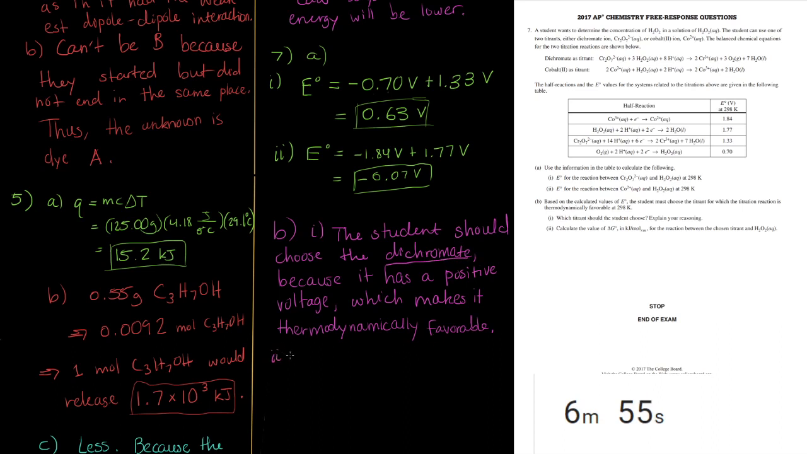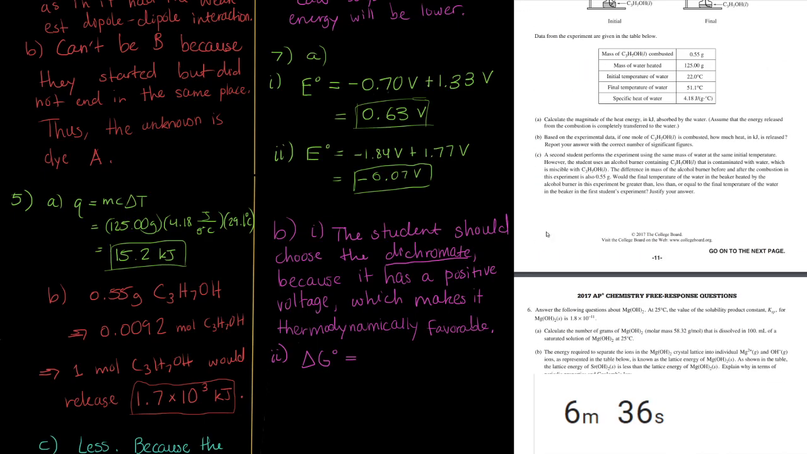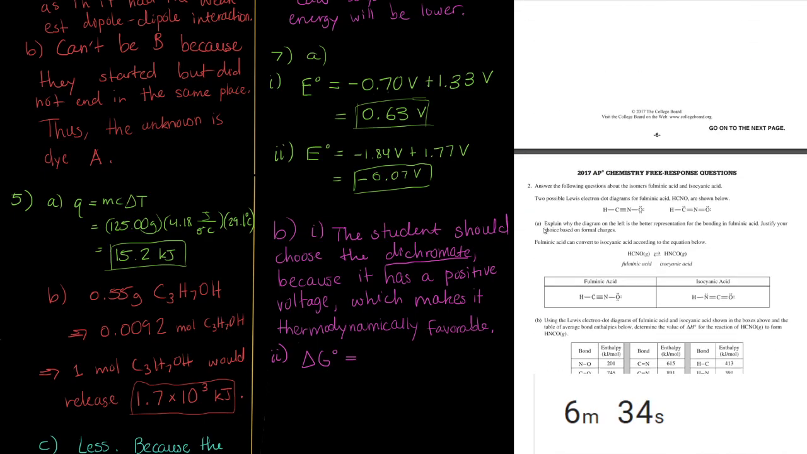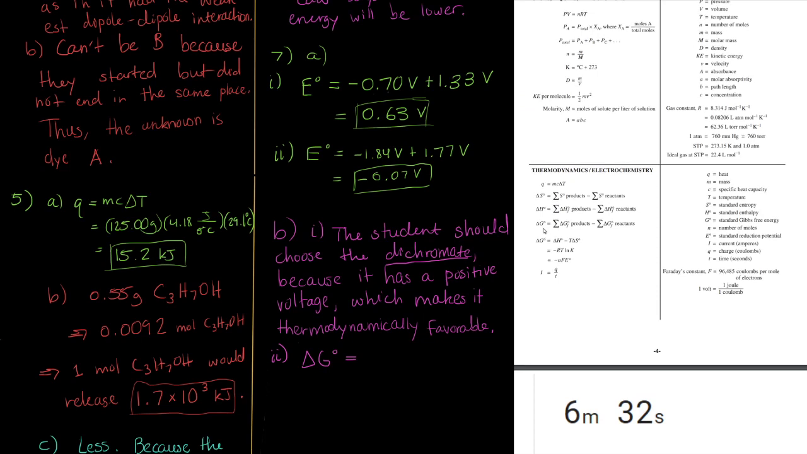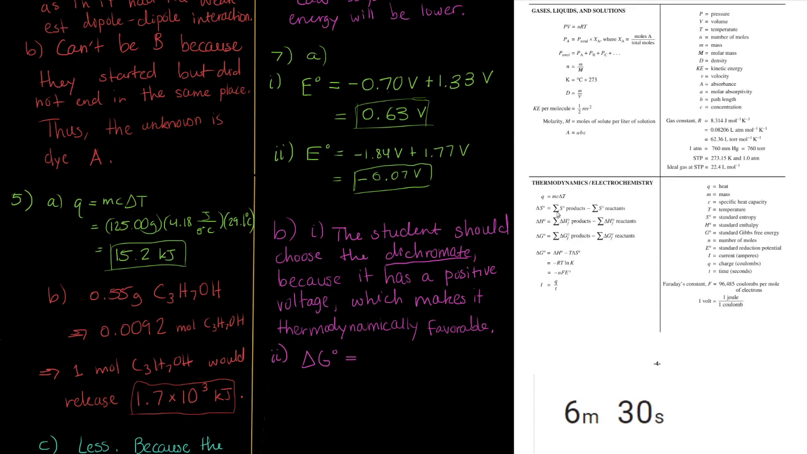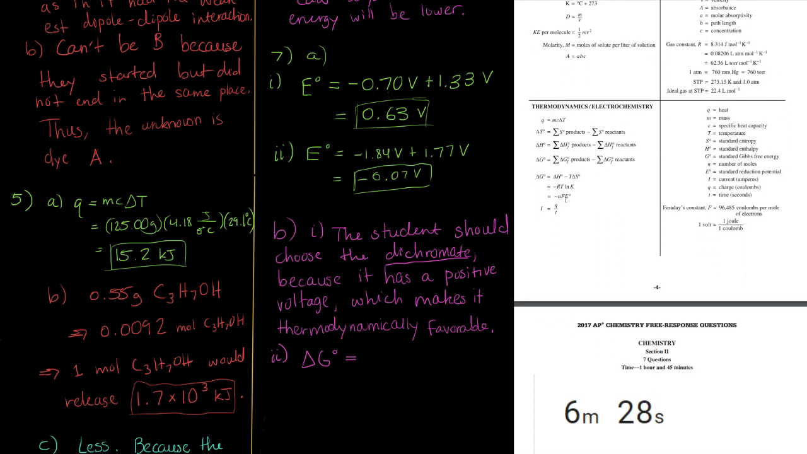Next. Hey, last time we're going to be a pirate this exam. Aye. Calculate the value of the change in entropy in kilojoules per mole reaction for the reaction between the chosen titrant and the thing. Cool. Going back up to our equation sheet, we can find an equation for G. It's down here. G in terms of E.